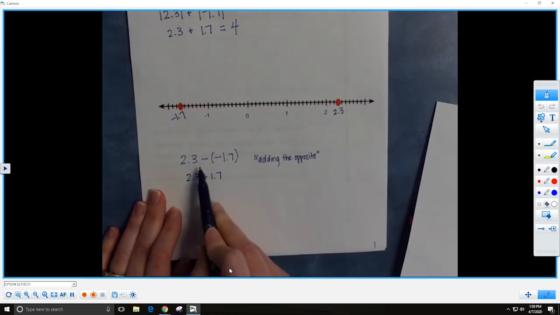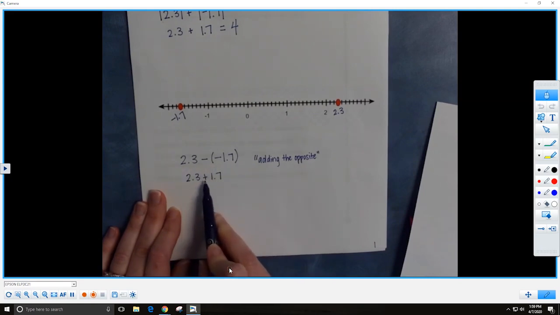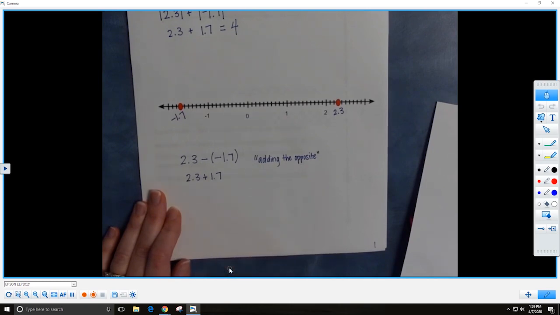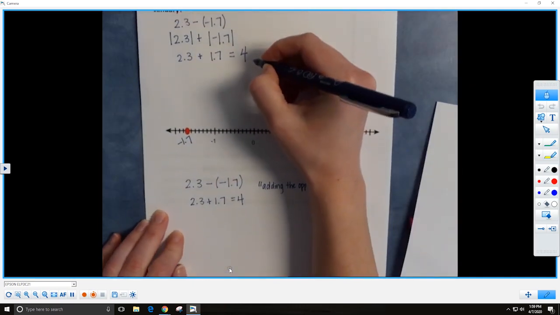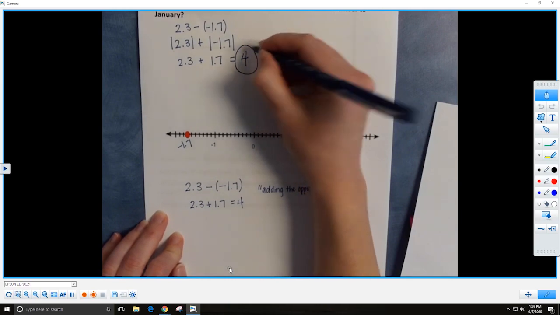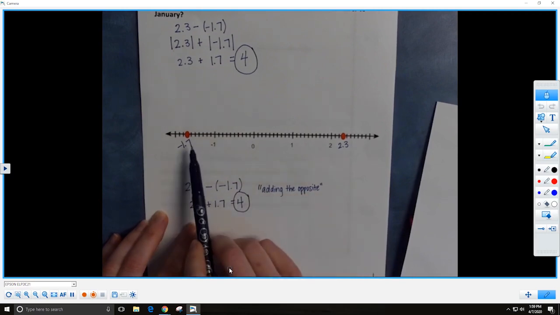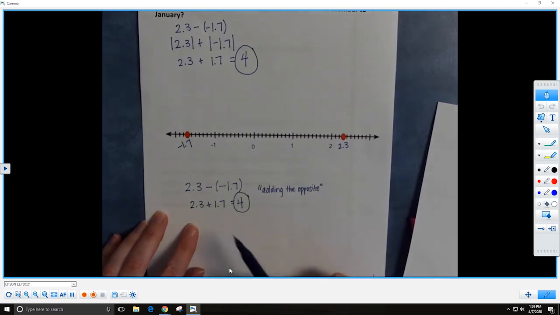So 2 3/10 minus -1 7/10 is the same as 2 3/10 plus +1 7/10, because the opposite of -1 7/10 is +1 7/10. So 2 3/10 plus 1 7/10 equals 4. Notice that when we used absolute value and added our absolute values, when we added the opposite, or if we had counted the distance on the number line, which would still work but isn't quite as efficient, we're getting 4.